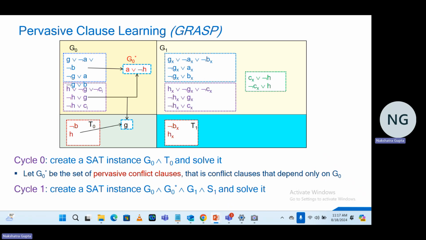But you mark every clause with a bit, and then if the clause depends only on the global information, you just propagate it, you provide the next copy of the cycle for the next one.